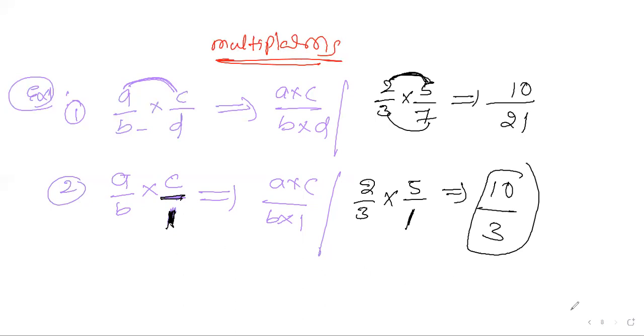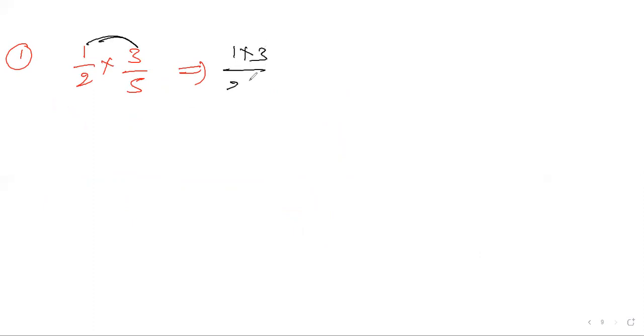I'll take an example question so you can easily understand. Now we'll start working with examples. 1 by 2 into 3 by 5. What is the answer here? You multiply the numerator 1 into 3, and the denominator 2 into 5. So the answer is 3 by 10.